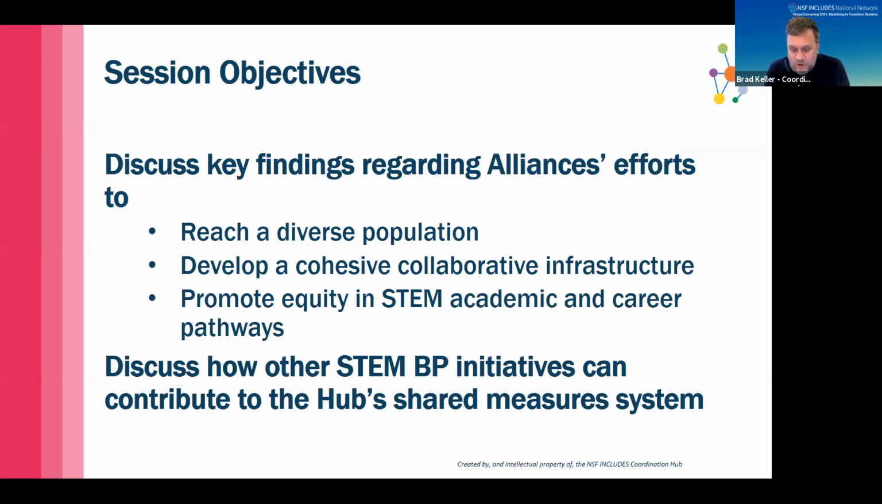During this breakout session, we're going to provide an overview of key findings from the Shared Measures site and discuss how your projects can contribute data to the Shared Measures effort. We hope this will be more of a conversation than a presentation, so please let us know if you have any questions or comments, and we'll do what we can to address them as they come up.